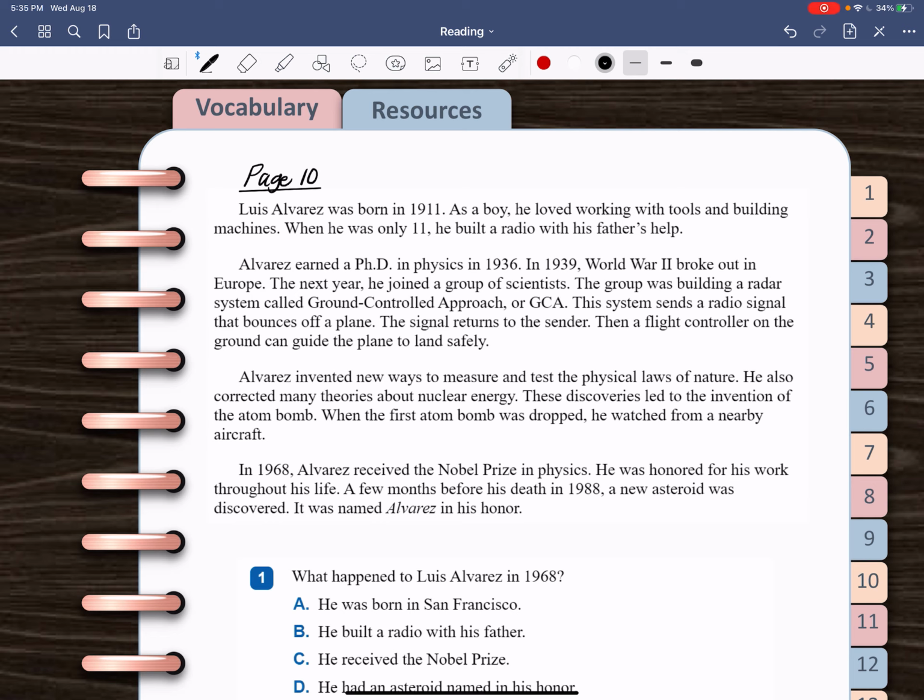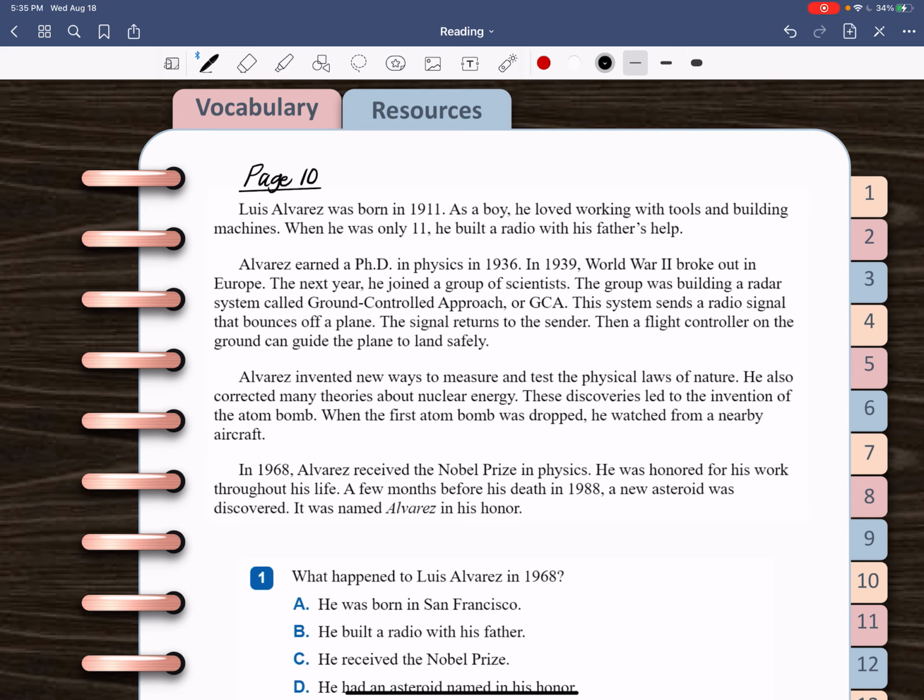Alvarez invented new ways to measure and test the physical laws of nature. He also corrected many theories about nuclear energy. These discoveries led to the invention of the atom bomb. When the first atom bomb was dropped, he watched from a nearby aircraft.